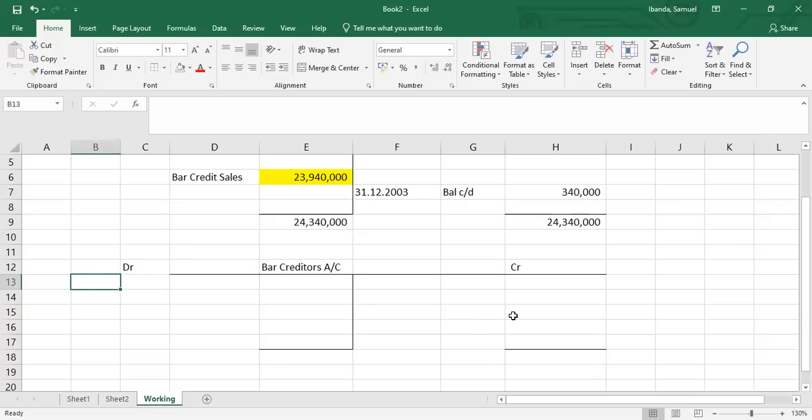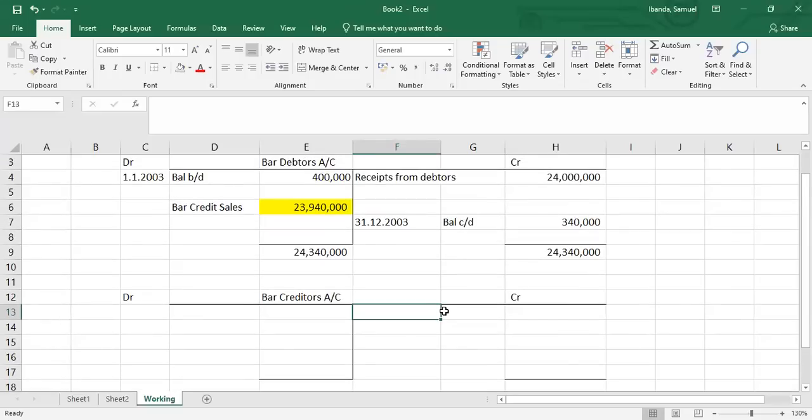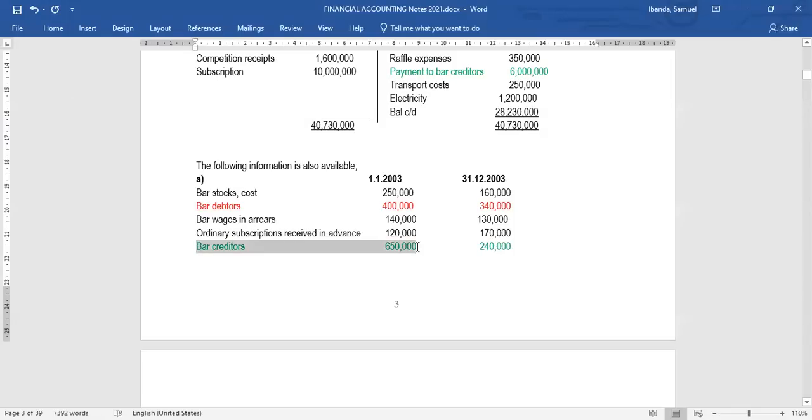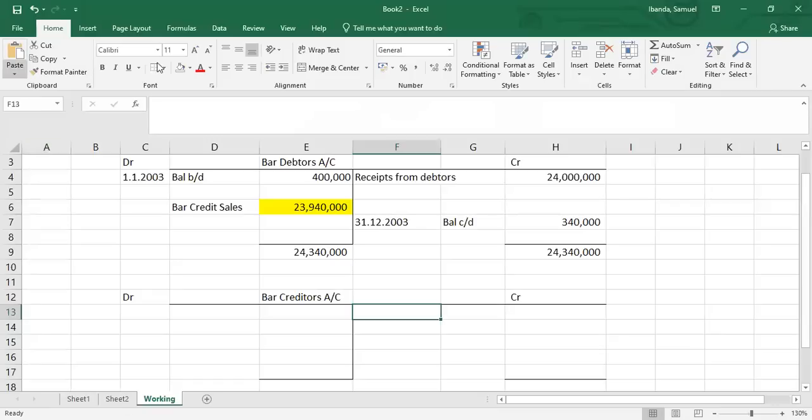So it has also debit and credit. So for it, the balance brought down will be on this other side. Why? Creditors have a normal credit balance, okay? So what I'm going to do is bar creditors balance brought down, I'll record it on the credit side here. So just come and record the amount, right there, like that, okay? And then this is my balance brought down.